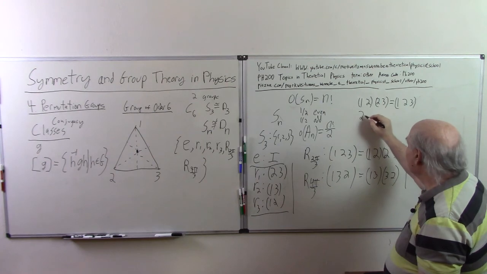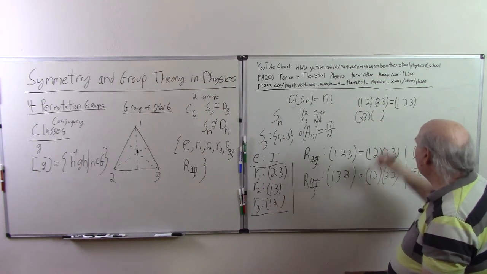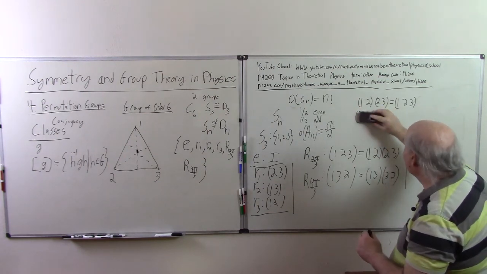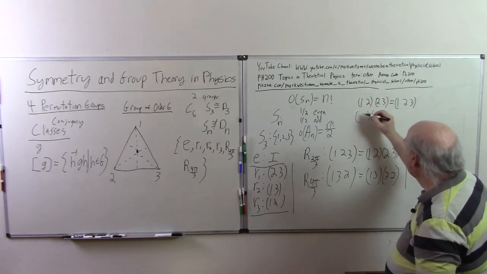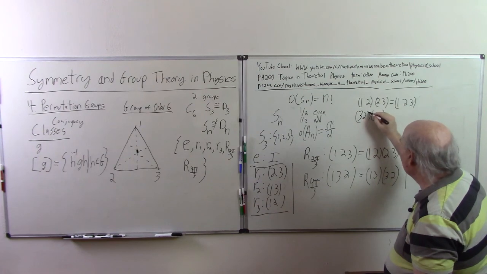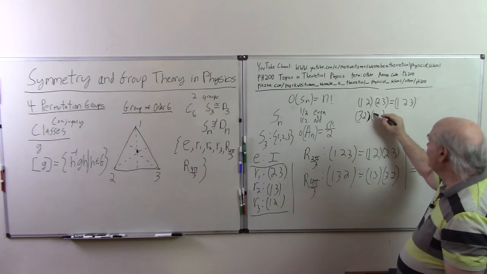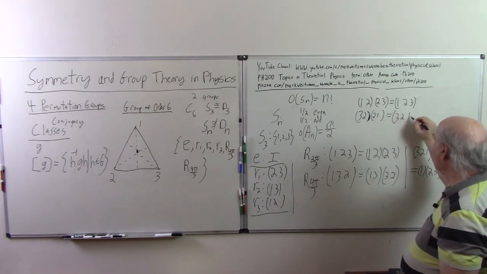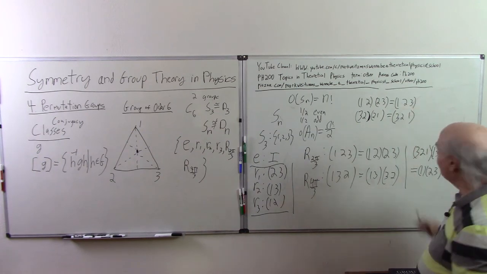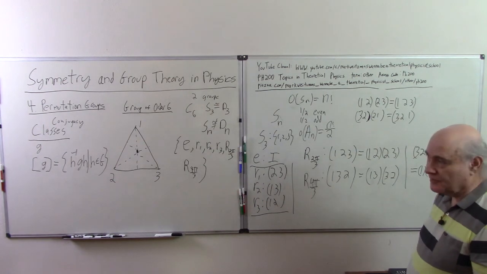But if we did it in the reversed order, 2, 3 and 1, 2, instead of 2, 3, I'm going to write it as 3, 2, because it's the same. Cyclic order doesn't matter for cycles. And 2, 1. And this is going to be equal to 3, 2, 1. And these two permutations are different. So this group is our first group that's a non-abelian group.